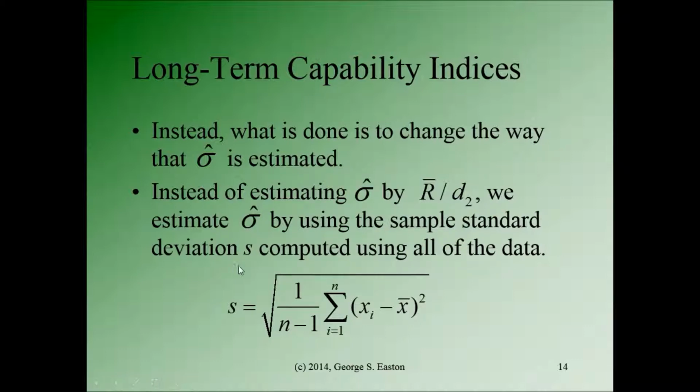This sample standard deviation S is something you learned about in your basic statistics courses, and in fact, computing the standard deviation of the process this way is quite likely to have been what would be the natural thing to have done before you learned about subgroups and R bar and all of the rest of that. So let me explain what's going on here.